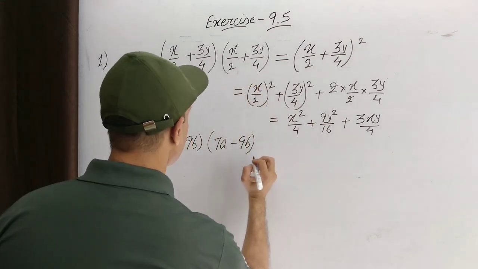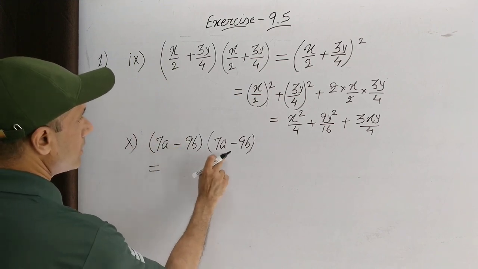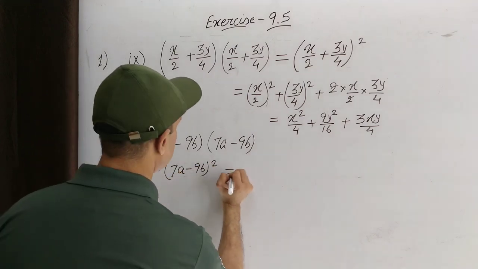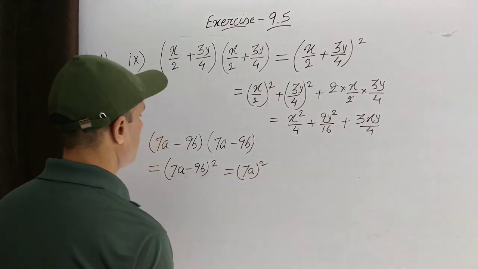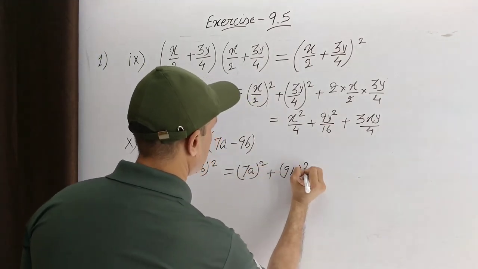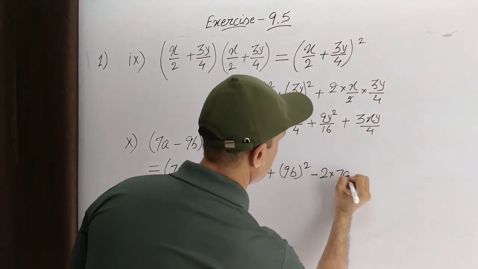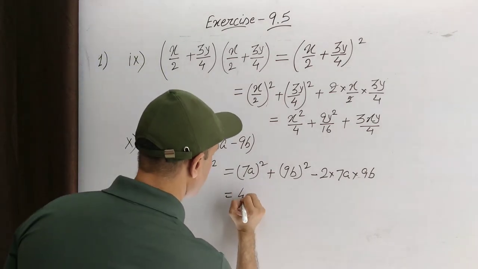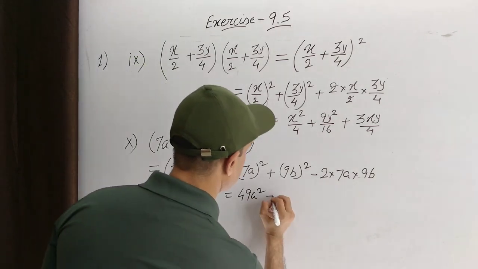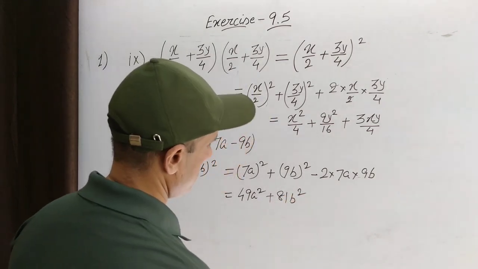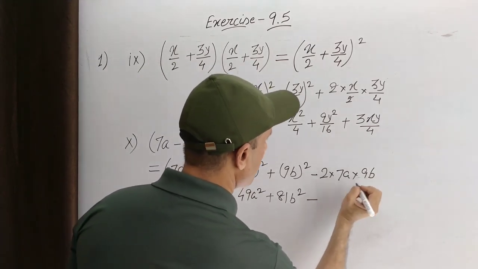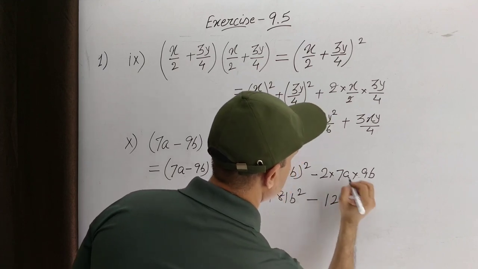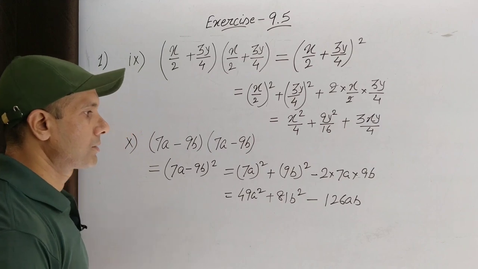This is, we write here a minus b, a minus b. So we have a minus b whole square. This is equal to a square plus b square minus 2 into a into b. So we have the result as 49 a square plus 81 b square minus 2 into 7, 14, 14 into 9 is 126 ab. Clear?